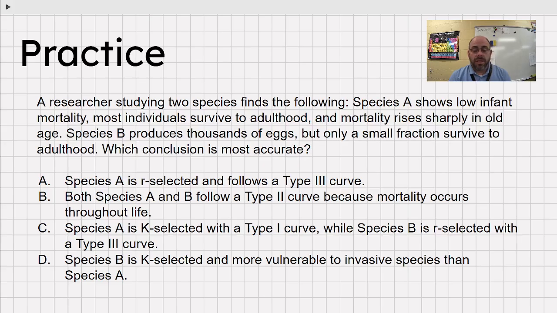Species A is R-selected. It's not. Both species A and B are type 2. They're not. Species A is K-selected, type 1 curve. We're good so far. B is R-selected, type 3 curve. We like C. We're going to go with C.